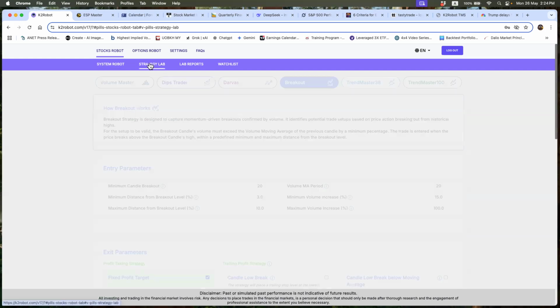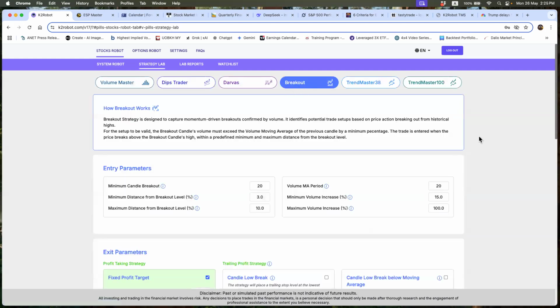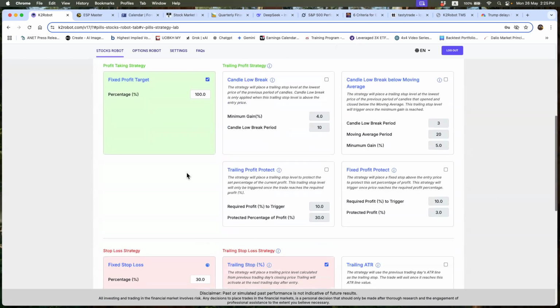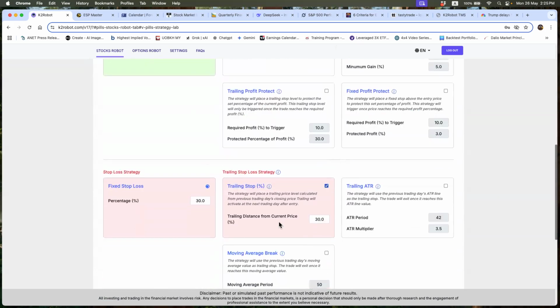So if you go to the strategy lab, you choose breakout strategy. I have been doing a lot of tutorials on Trendmaster. Also, today is the first time I do a video on breakout, and then let's do this together. Now, these are the default values, and this is the default strategy parameters.